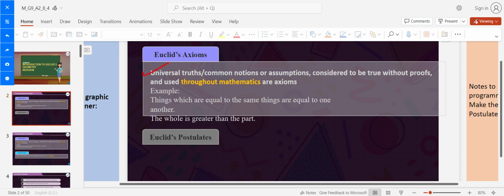Euclid's axioms are universal truth or assumptions that are considered to be true without proofs. They are already proved. No proof is needed. They are the universal truth. We do not need to prove them. For example, things which are equal to the same thing are equal to one another. Whole is greater than the part. Clear? So Euclid axioms are universal truth.